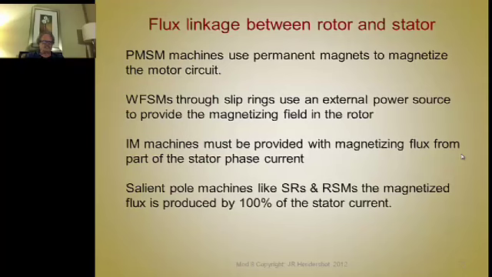Now induction machines, the magnetic field from the induction rotor has to come from the magnetizing flux created from one of the current vectors in the stator. So the stator produces all the current, and some of that current is used to magnetize the circuit, and the rest of the current is induced to flow into the cage of the rotor, and the adjustment of that provides the adjustment in torque. Salient pole machines, all the magnetizing flux is created by the current from the stator.